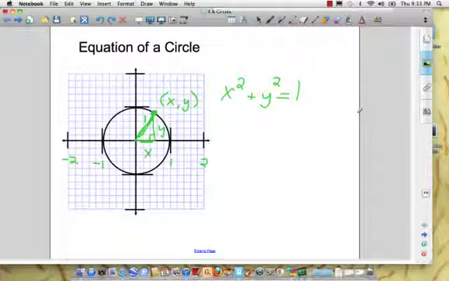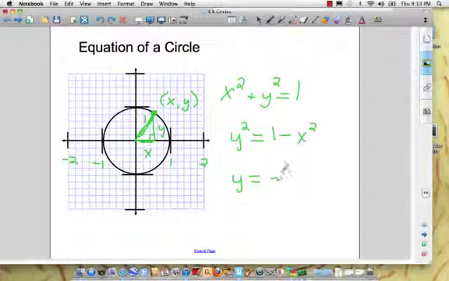Now, if you think about this in terms of a function, it does not pass the vertical line test, so it's not a function. And in fact, if you wanted to graph it on your calculator, you'd have to solve it for y. So I'm going to do that now. If I subtract x squared from each side, I get y squared equals 1 minus x squared. And then in order to get the variable y without the squared, I have to take the square root of both sides, and I get this function right here.